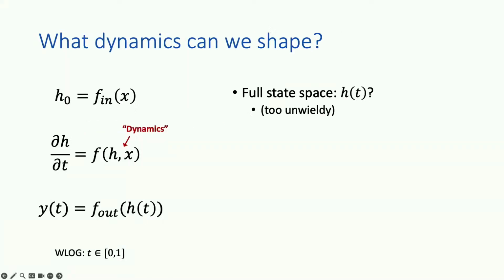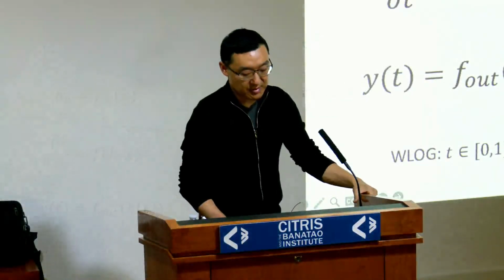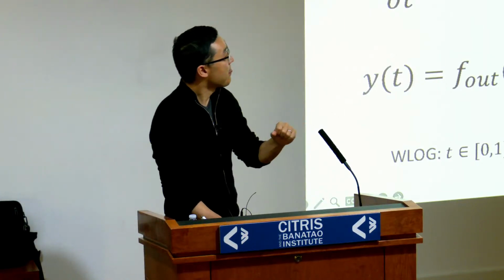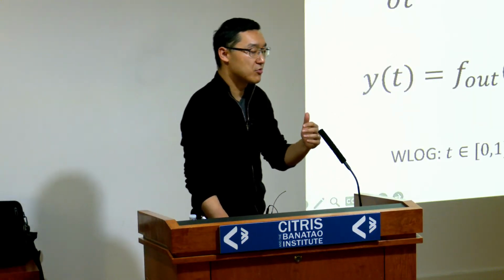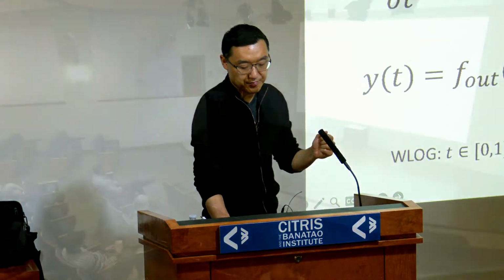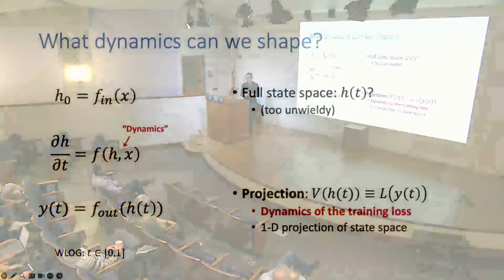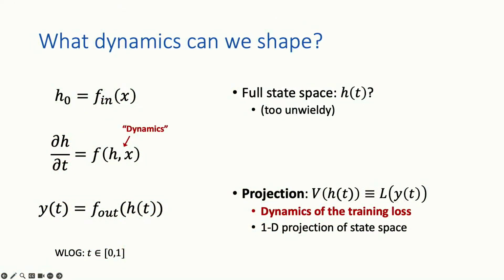So what dynamics can we shape? The first thing one might consider is to shape the full state space of the dynamics, so the full dimensionality of the hidden state. In practice, that can be too unwieldy, depending on the application. So what we instead do is we shape a projection of the hidden states. And one projection that immediately arises is the projection of the training loss. It is to just simply define the projection as the training loss, although there are other choices as well. But for presentation purposes, let's use this one.